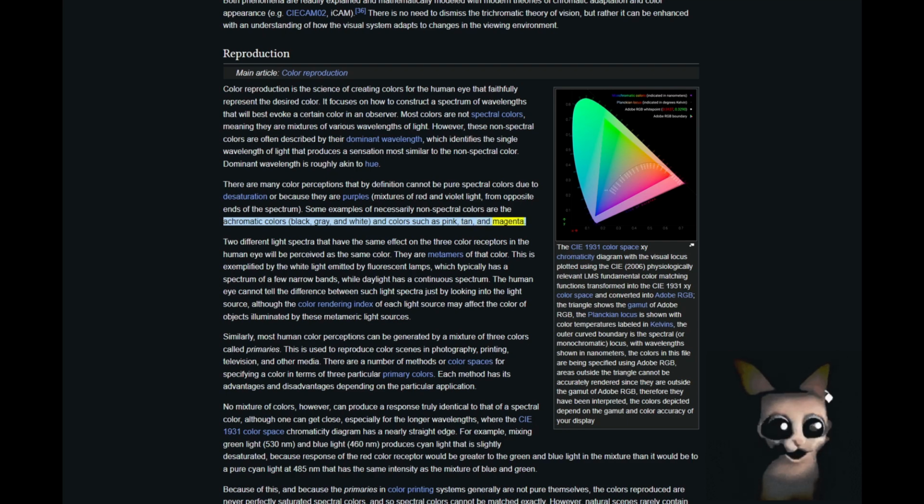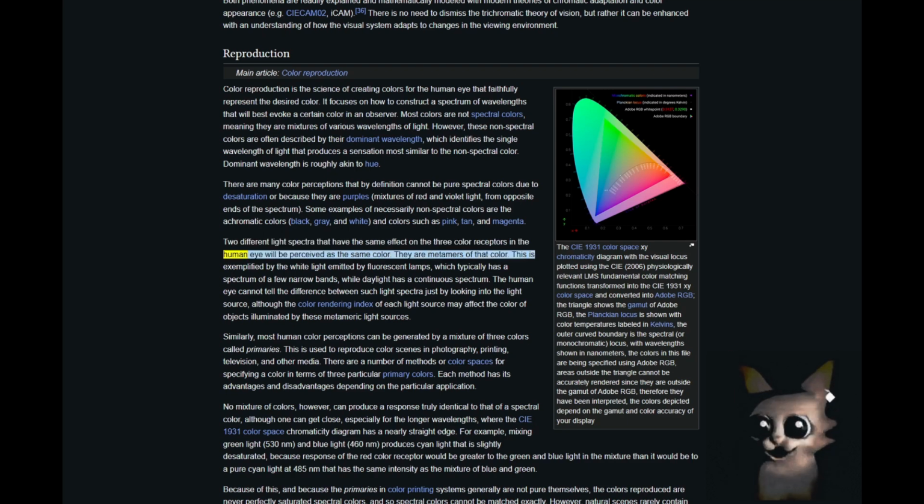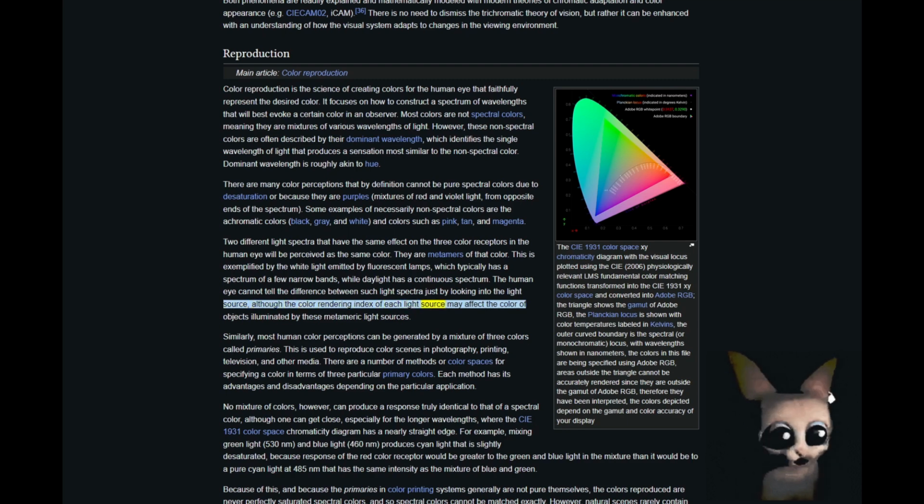Two different light spectra that have the same effect on the three color receptors in the human eye will be perceived as the same color. They are metamers of that color. This is exemplified by the white light emitted by fluorescent lamps, which typically has a spectrum of a few narrow bands, while daylight has a continuous spectrum. The human eye cannot tell the difference between such light spectra just by looking into the light source, although the color rendering index of each light source may affect the color of objects illuminated by these metameric light sources.